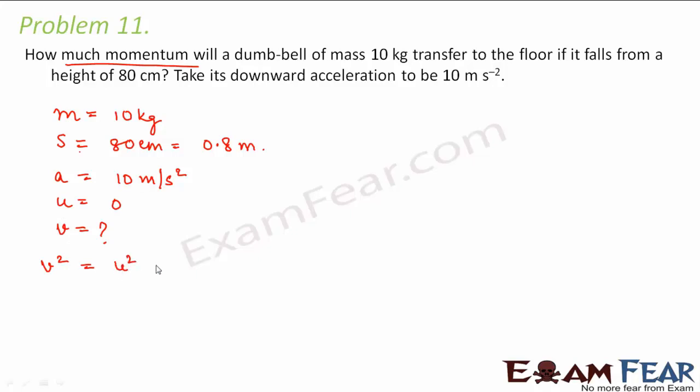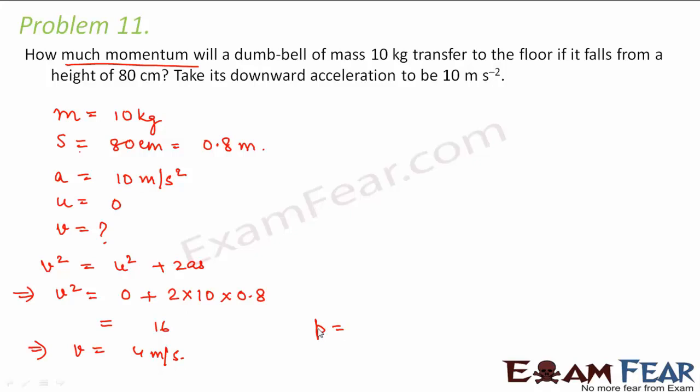Using the third equation, that is v square is equal to u square plus 2as. So from this we can say v square is equal to 0 plus 2 into a into s. So this is equal to 16. So v is equal to 4 meter per second. So this is the velocity when it reaches the floor. Therefore, the momentum that it will transfer to the floor will be equal to the product of mass and velocity. So mass is 10 kgs and velocity is 4 meter per second. So this would be 40 kg meter per second.